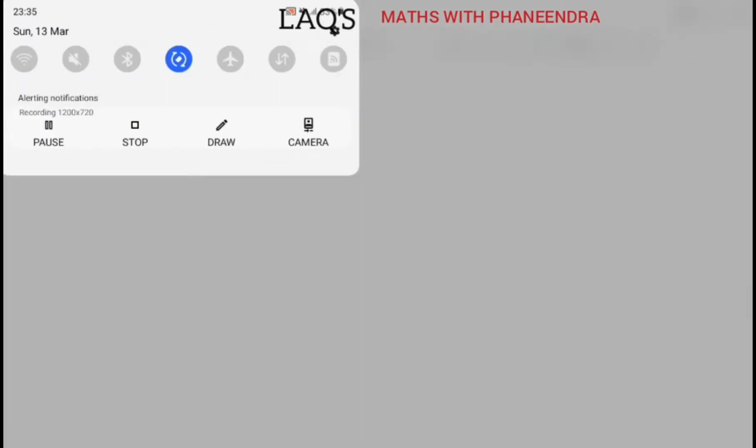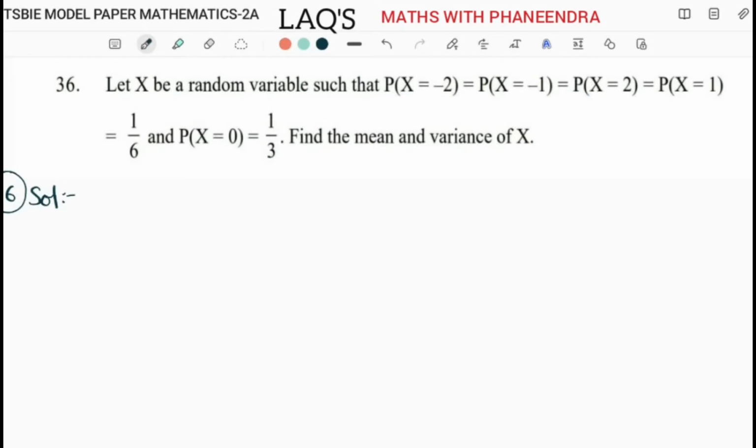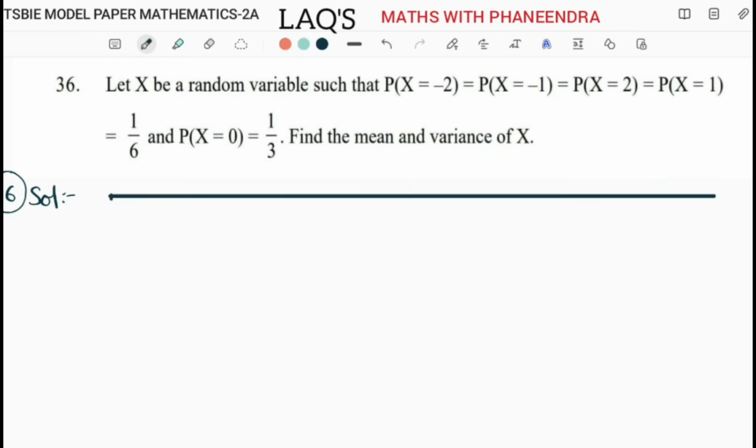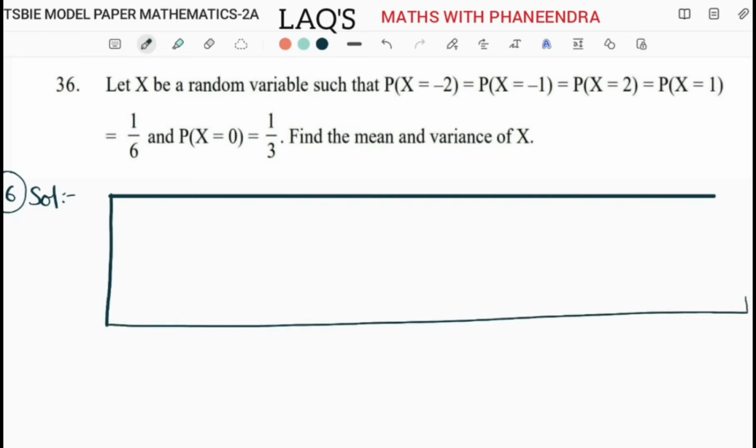Next, the question number 36. See the next question. Let x be a random variable such that P of x is equal to minus 2, that is equal to P of x is equal to minus 1, that is equal to P of x is equal to 2, that is equal to P of x is equal to 1, and which are all equal to 1 by 6, and P of x is equal to 0 is 1 by 3. This is the information given. According to that, we can draw the table. It will be very easy for us.